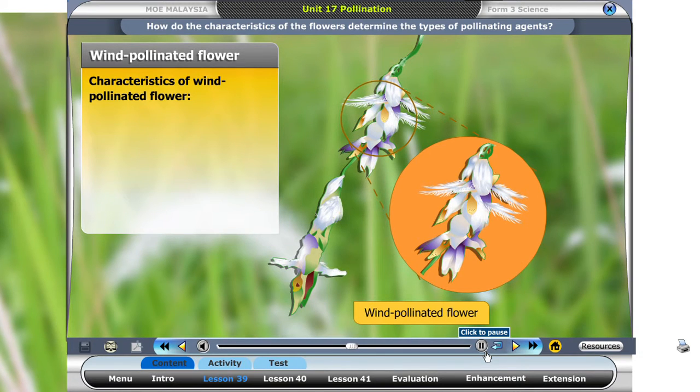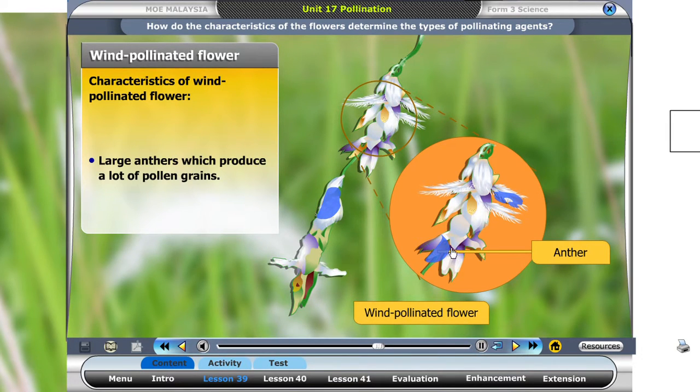Some flowers depend on the wind for pollination. Pollen grains are blown from the anther to the stigma. Look at the grass flowers. Mouse over the parts of the flower to know more about its characteristics.